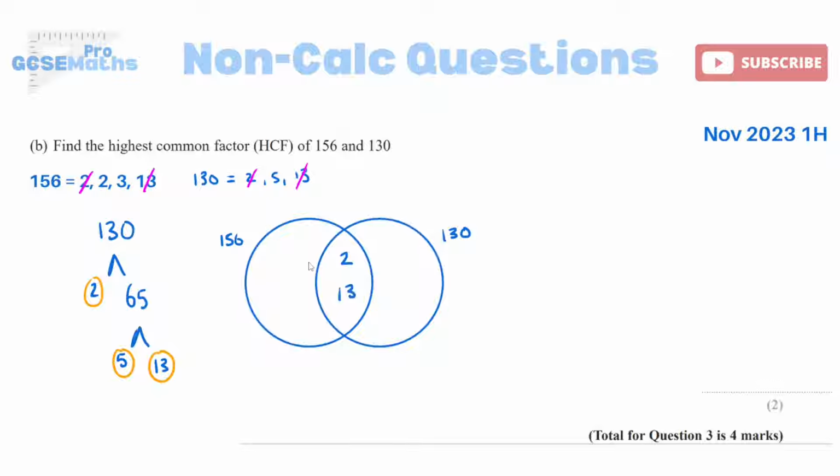Technically you would fill in the rest of the Venn diagram if you wanted to, and specifically if you need to know the lowest common multiple, but the highest common factor is just this bit here in the middle. So you just need to multiply together, in this case, 2 and 13. For the lowest common multiple, you multiply together the whole Venn diagram. So it should be 26.